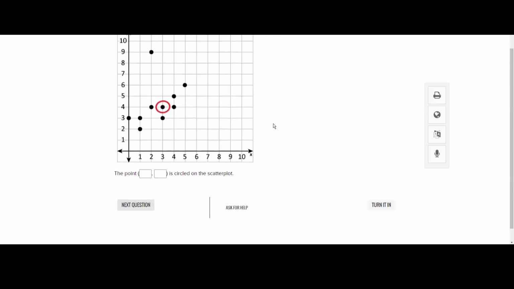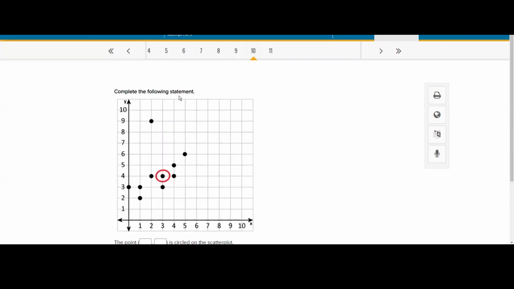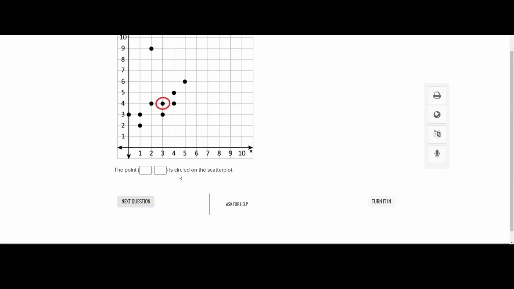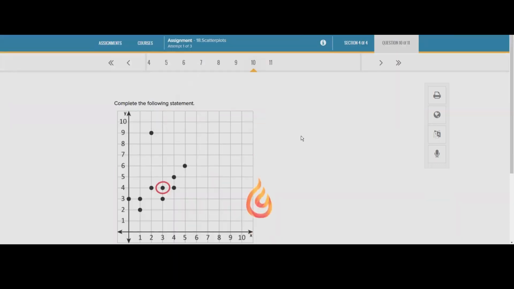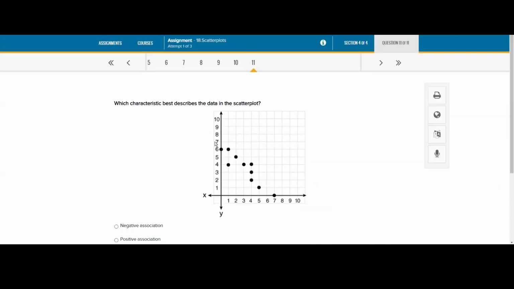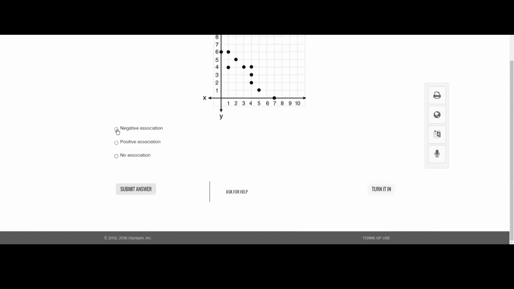Then the next one. Complete the following statement. The point dash dash is circled. So the point 3, 4, okay? 3, 4 is circled. So the next one. Can you hear me now? Yes. So as you move to the right on this one, it goes down. So that's a negative association, okay?